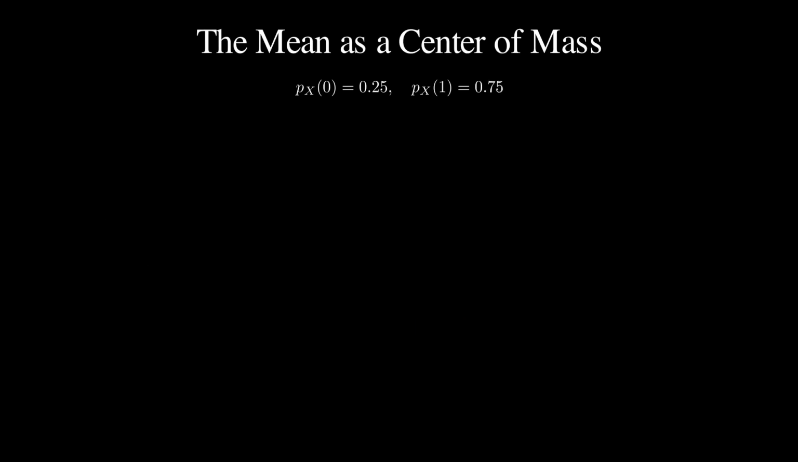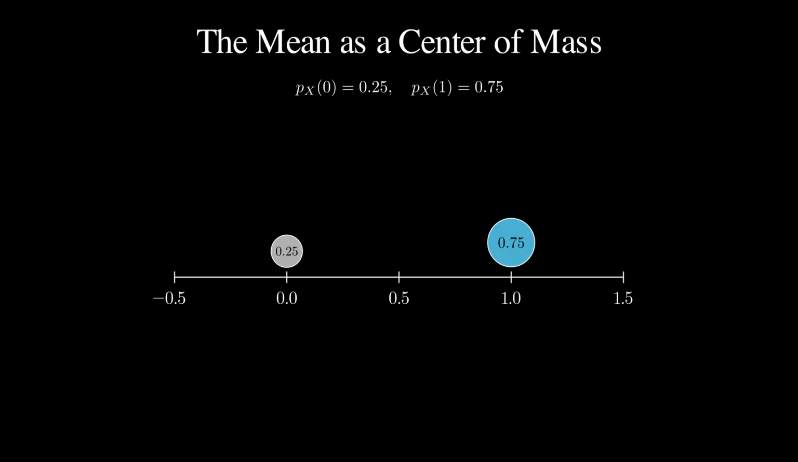The simplest expectation deserves a picture. Take the PMF of X and build it physically. At each value x, place a particle whose mass is p sub X of x. Here is a Bernoulli with mass 1/4 at 0 and 3/4 at 1. Ask a mechanics question: where does this system balance? The center of mass is the mass-weighted average of the positions, and that is, symbol for symbol, the formula for the mean. This system balances at 3/4, the mean of the Bernoulli. The mean is where the PMF balances.